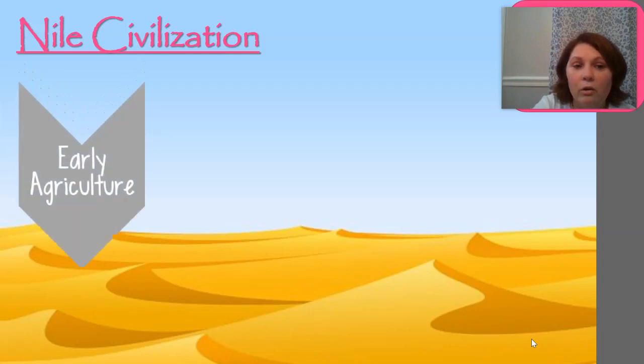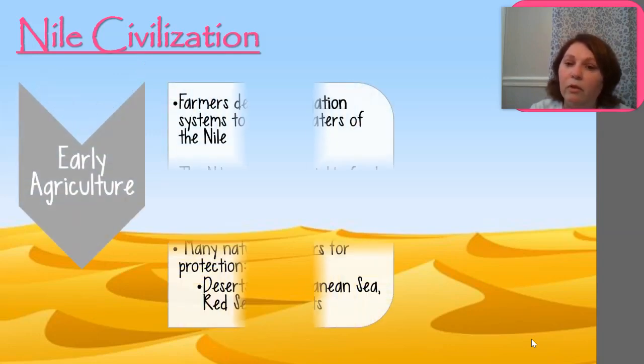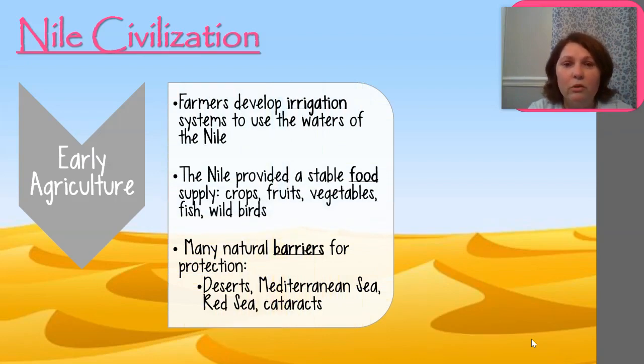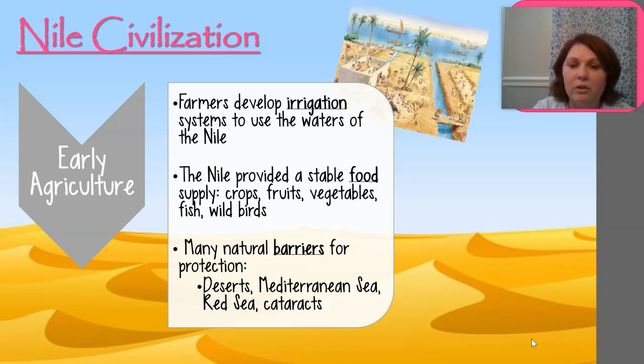So early agriculture was allowed and able to flourish because of the flooding of the Nile River. Ms. Tickle just told you that it floods predictably, and so that means that some settlements could be saved. And farmers were able to develop some irrigation systems that would use those floodwaters of the Nile. It allowed them to provide a stable food supply, which we call a surplus. Crops and fruits and vegetables, wild fish and wild birds were all things that were provided by this stable food source.